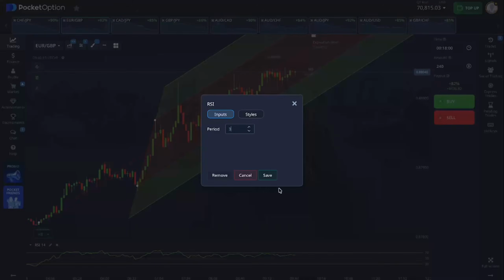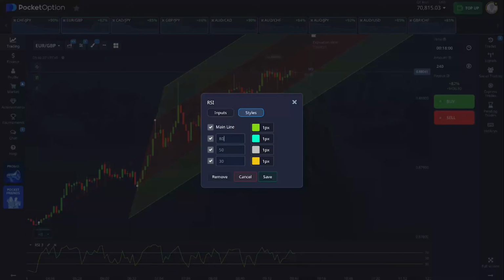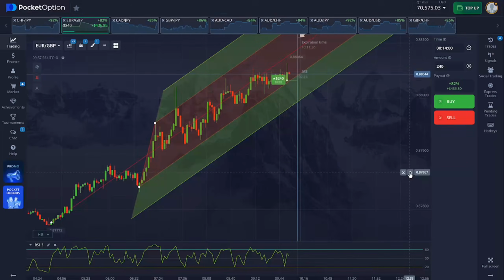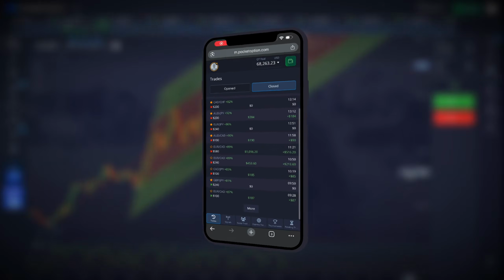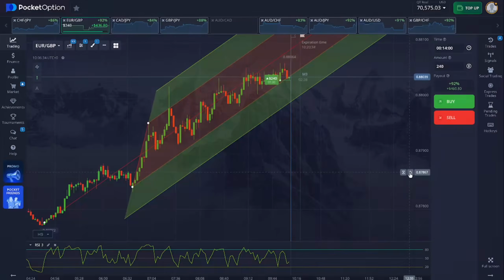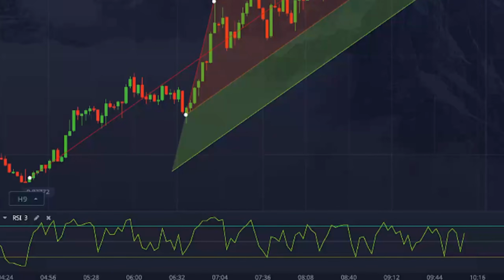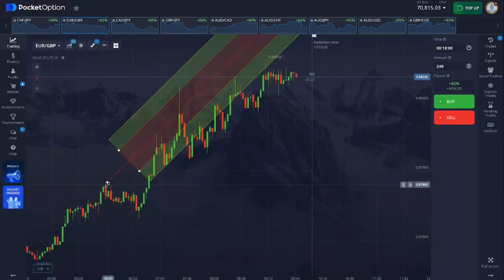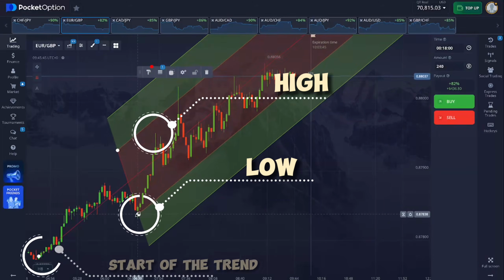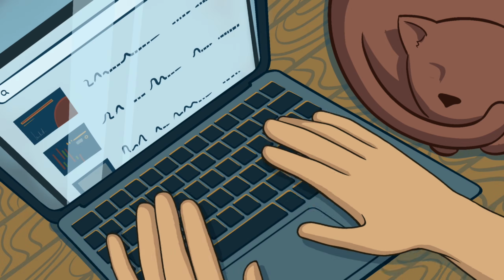A step-by-step strategy. Literally, just copy the settings, try it, and start getting consistent results today. Only 2 tools, RSI and the Andrews Pitchfork, in simple, beginner-friendly language. Let's dive in.